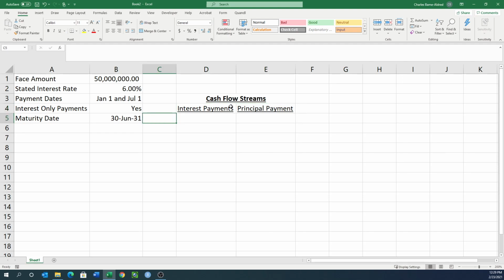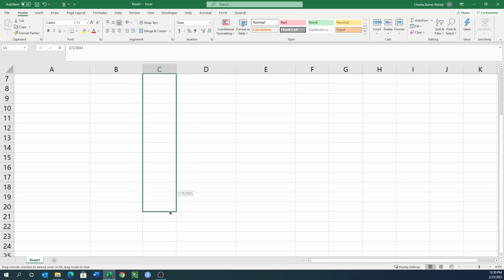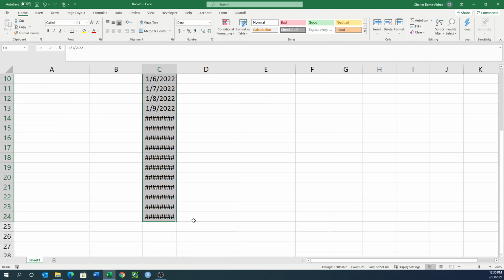let me put my dates here. I've got an idea that it's going to start on July 1st, so my first payment is going to be 1/1/2022. And if this is a 10-year piece of debt and I'm paying every 6 months, then I'm going to have 20 payments. So let's drag this down to 20. I think that's 20 payments. Let's see, I think that's right. And we just need to change the formatting.